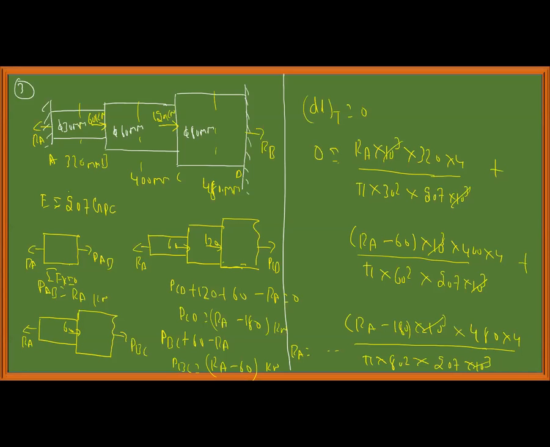You can take pi throughout as common, it is completely 0. Pi d square by 4 also, 207 is also, 207 into 10 power 3. It should have been done like that only. Tell me what is RA?